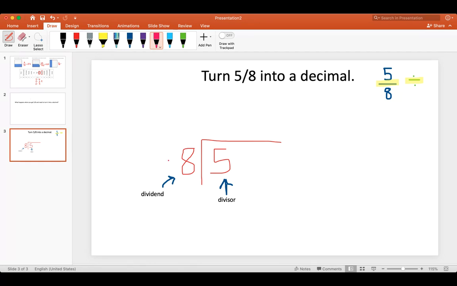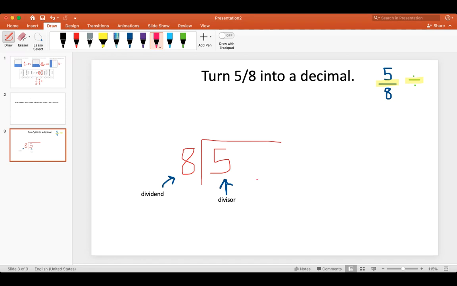And I've set up my bus stop method here ready to go because that is how you turn a fraction into a decimal. You are simply going to divide the top number into the bottom number. So our dividend is 8 and our divisor is 5. And the divisor always goes in the bus stop and the dividend goes on the outside.